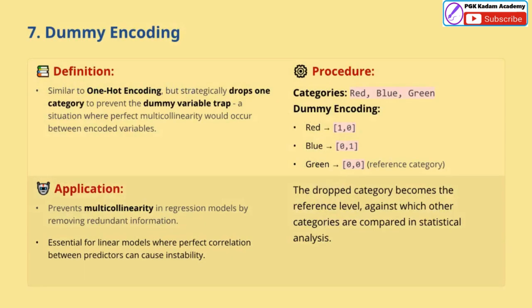Dummy encoding is a technique similar to one-hot encoding, but it drops one of the categories to avoid the dummy variable trap. With 3 categories, red, blue, and green, dummy encoding would represent red as 1, 0, and blue as 0, 1, dropping the 3rd category. This helps prevent multicollinearity in regression models, where the variables are highly correlated with each other. Dummy encoding is a common preprocessing step for categorical variables in machine learning and statistical modeling.